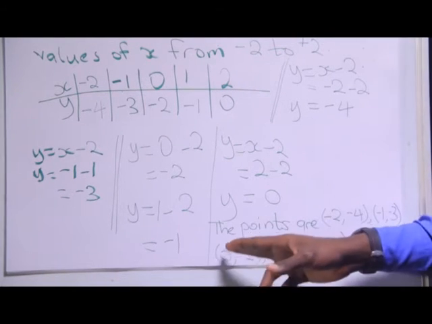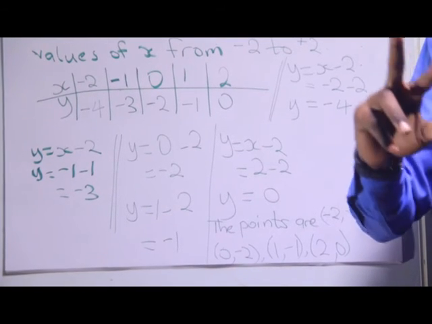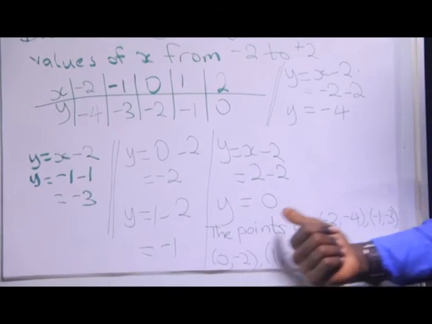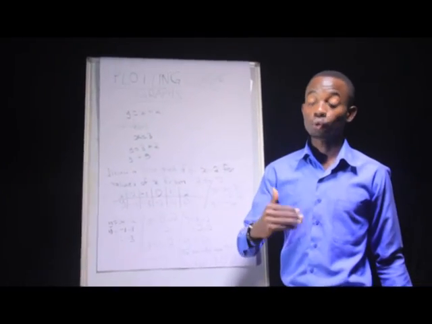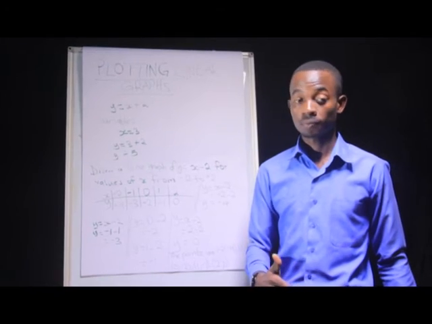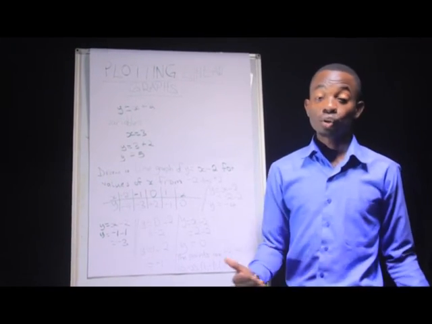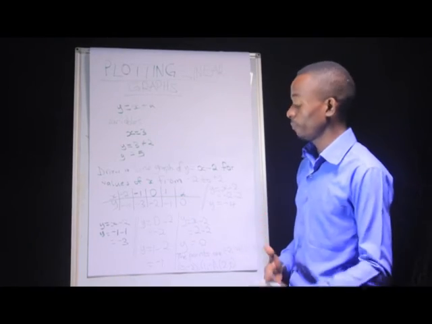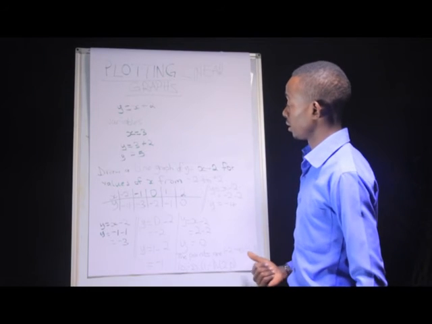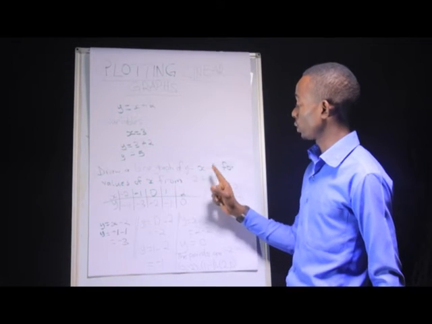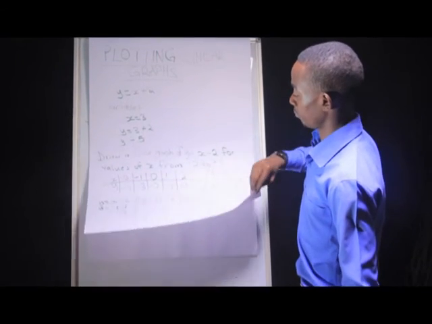So after I've generated these different points, what I'm going to do is I go to a graph and I plot these different points. Remember when we studied coordinates, we looked at how to plot the various coordinates. So you're going to plot these coordinates on a graph. After you've done that, you join these coordinates together and you find that they give you a straight line. So the straight line you obtain is the line y is equal to x minus 2. We can draw the line maybe.